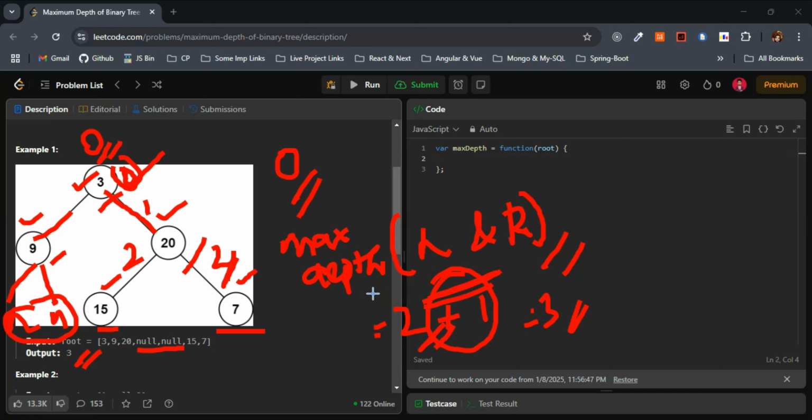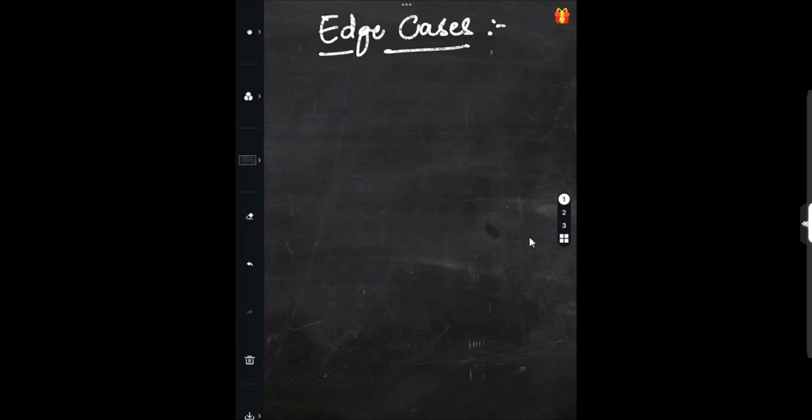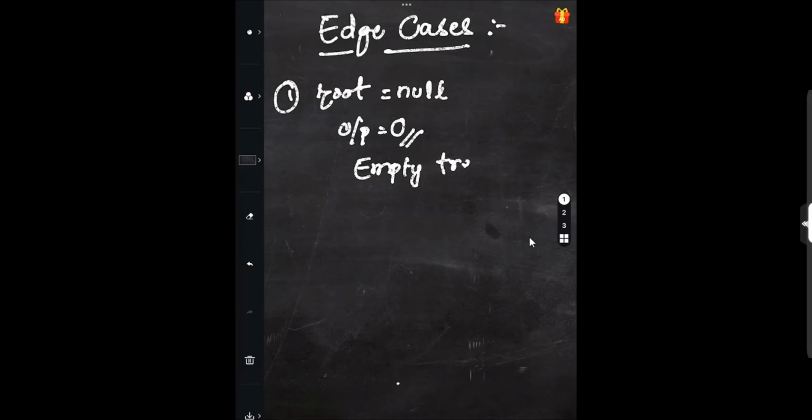Next, let's consider all the edge cases. Let's see all the edge cases one by one, and then let's write the code and discuss the complexities of the code that we have written. First edge case, let's go with the empty tree. When I say empty tree, I'll consider the input root equals null. The output will obviously be 0. When the value of the root is null, the output that we need to get here is 0. This is for the condition empty tree.